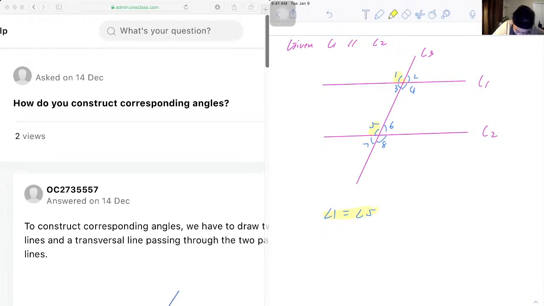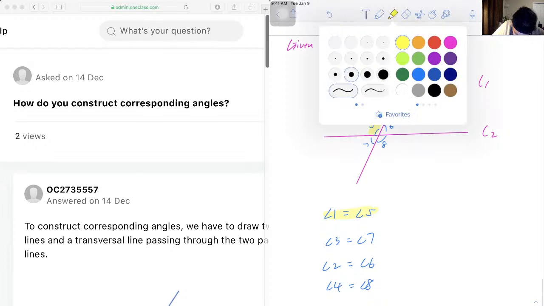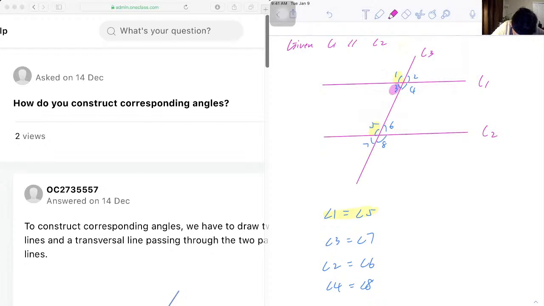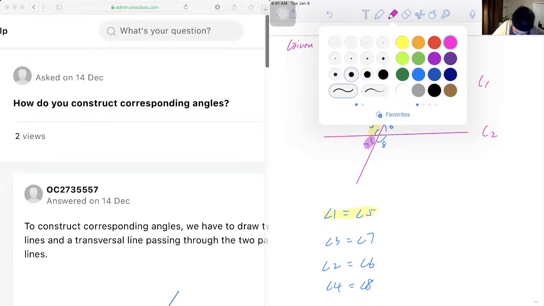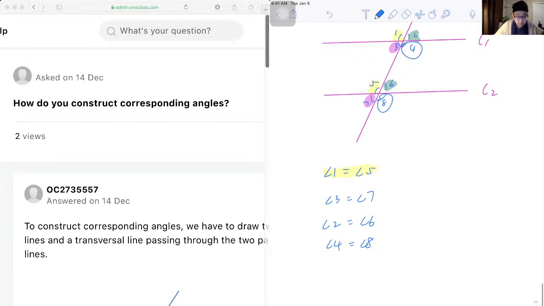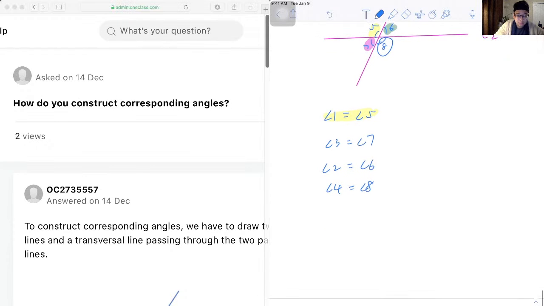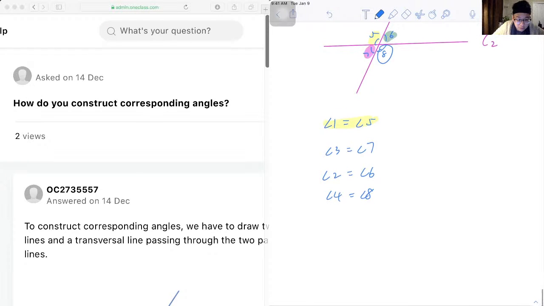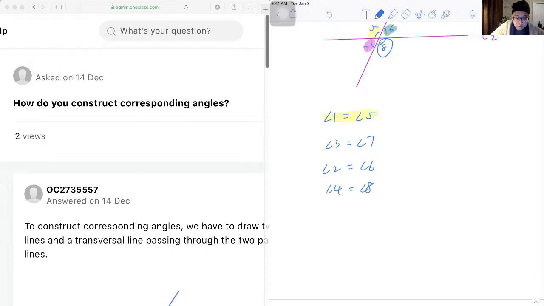So the yellow part. And also we have 3 and 7, 2 and 6, 4 and 8. Okay, so 3 and 7 is right here, and 2 and 6, and lastly 4 and 8. Okay. Yep. So those angles are the corresponding angles.